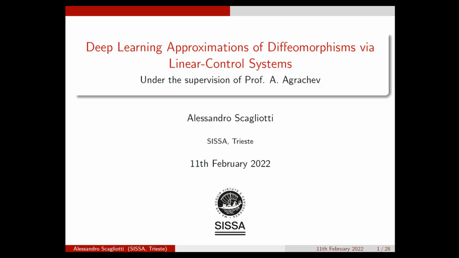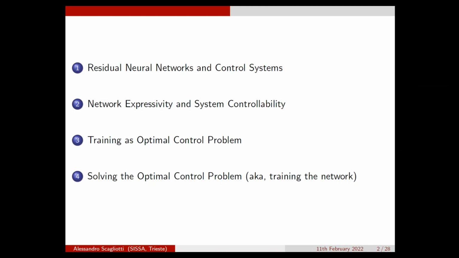Okay, thank you very much, Sarah, for the introduction, and thank you very much for being here. So I'm going to talk about deep learning architecture obtained as a discretization of a linear control system. In particular, in this talk, we will focus on the so-called residual neural networks that are particular architectures that can be interpreted as discretizations of continuous time control systems.